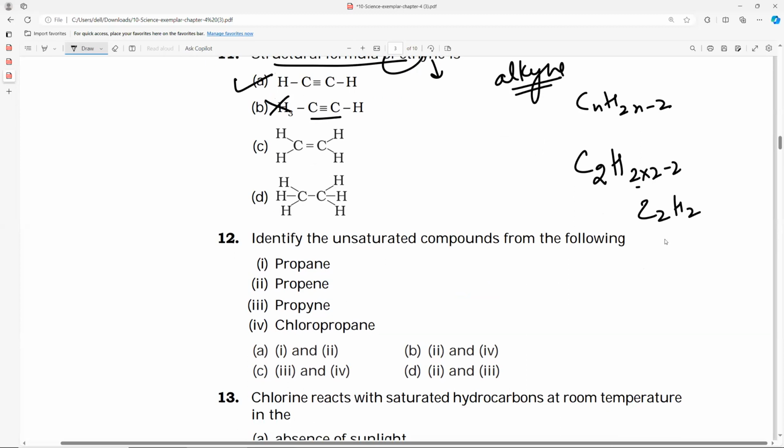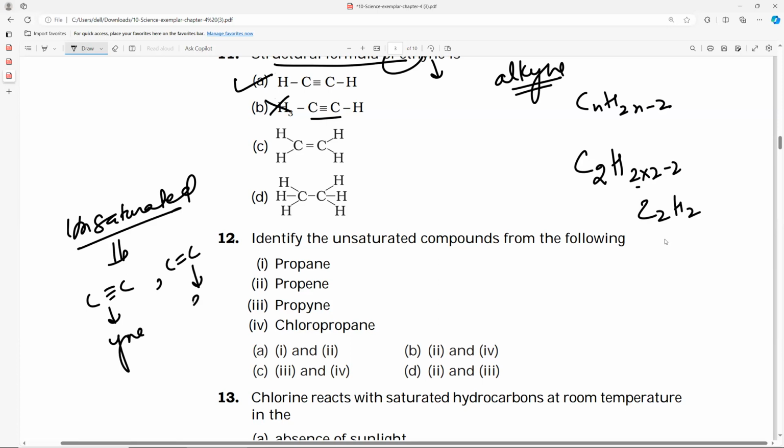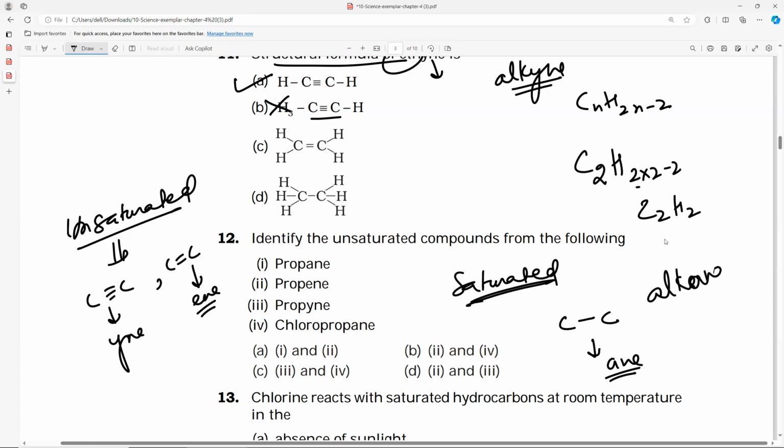Unsaturated hydrocarbons are those which have double bond and triple bond. Unsaturated means double and triple bond, meaning there should be a carbon-carbon triple bond or carbon-carbon double bond, so it should have yne at the end or ene at the end. And saturated means carbon-carbon single bond, so it must have ane, alkane, at the end.